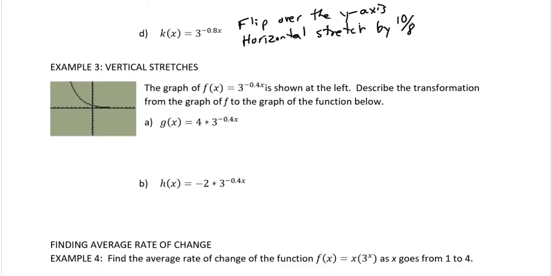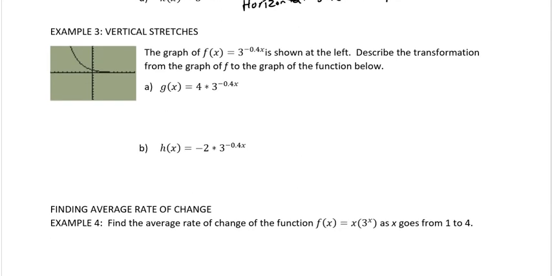Okay, so f of x equals 3 to the negative 0.4x is shown at the left. Now you have to be careful here when we're describing this transformation. We have that negative 0.4, but that is not a transformation this time because it was in the original function. We only look at things that are different from the original function. So that multiplying by 4 is different. But the negative 0.4 is not different, so that's not a transformation in this case.